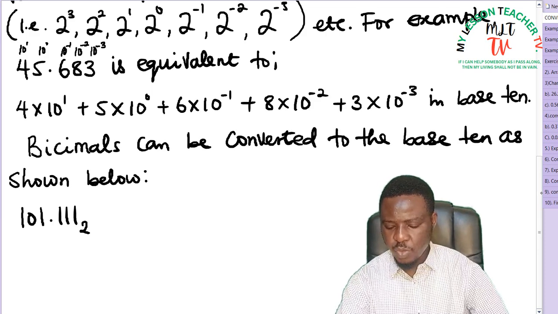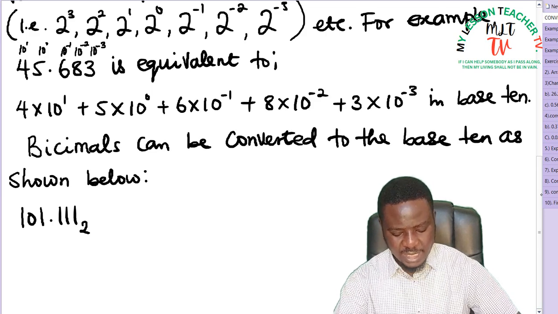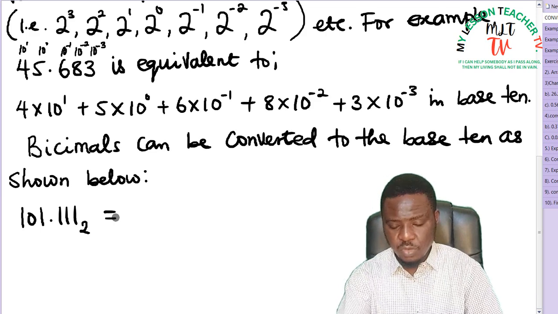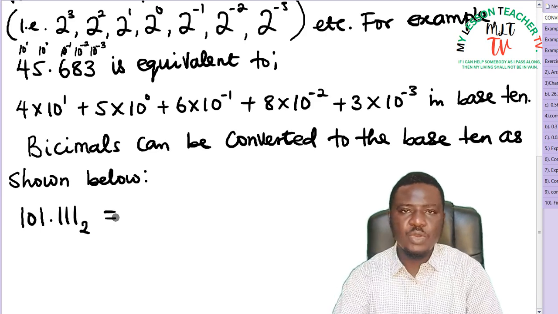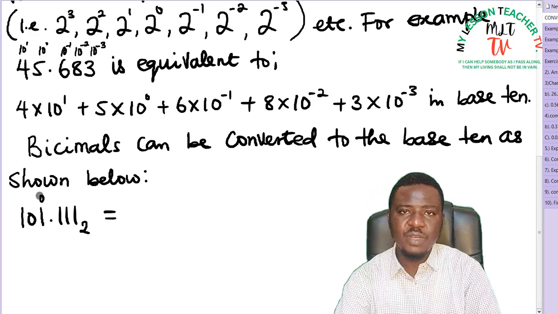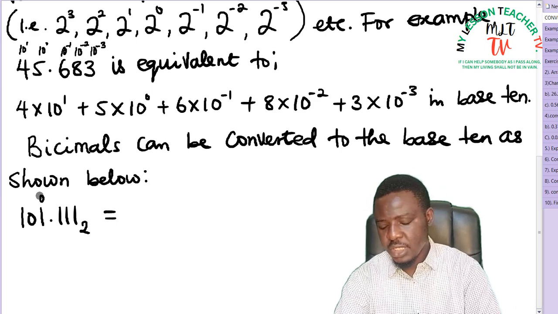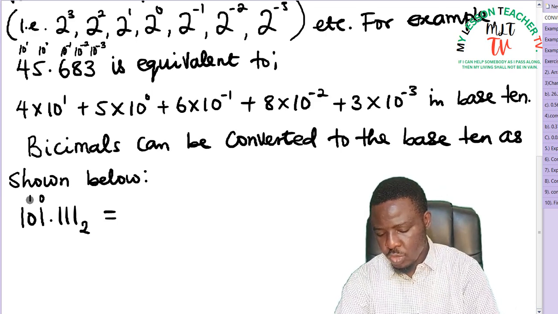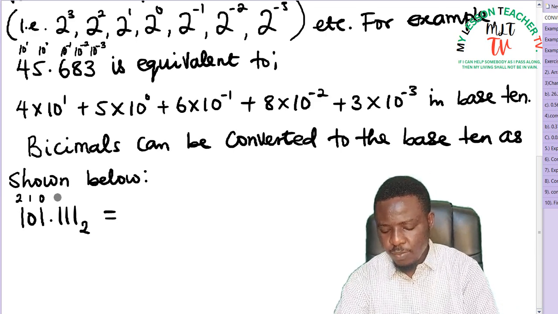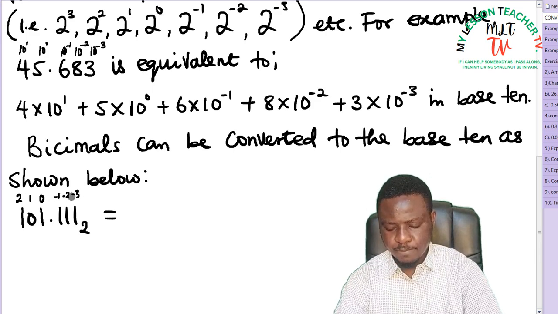We are asked to convert 101.111 base 2 to base 10. In converting it, you express it as a product of its place values. Before we do that, let's identify the place values of each digit in the number. I'm now giving the place values of the whole numbers, starting from 2 raised to the power of 0. This is 2 raised to the power of 1, and this is 2 raised to the power of 2. For the fractional place values, we have minus 1, minus 2, and minus 3.